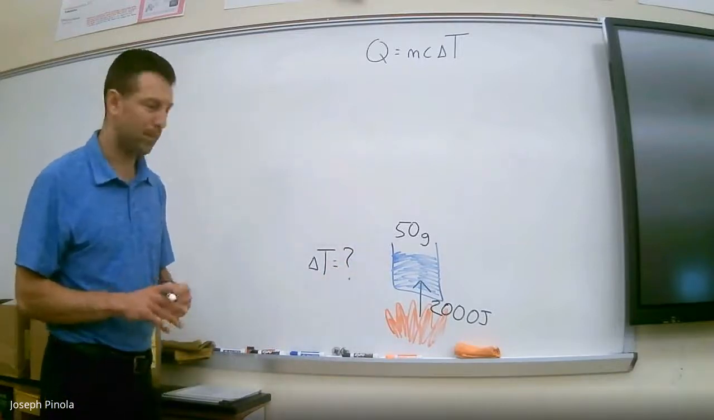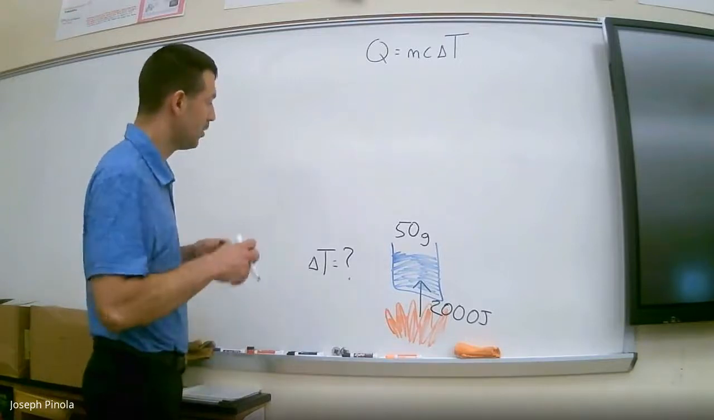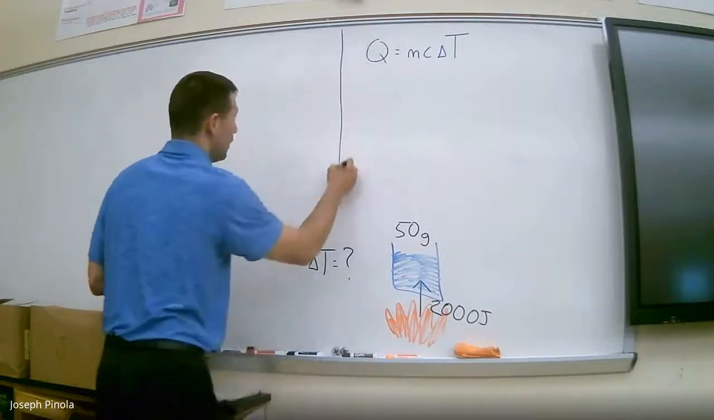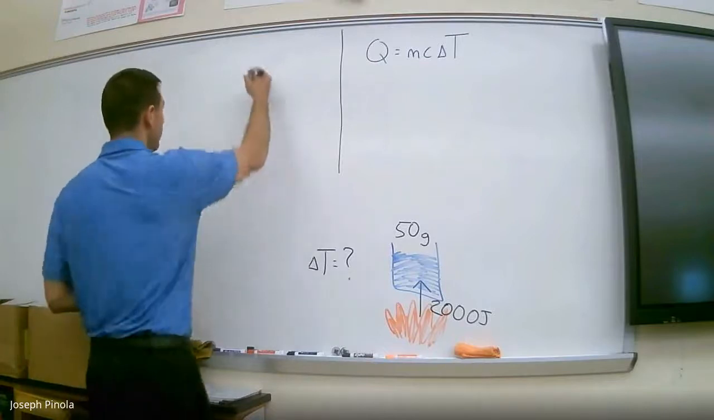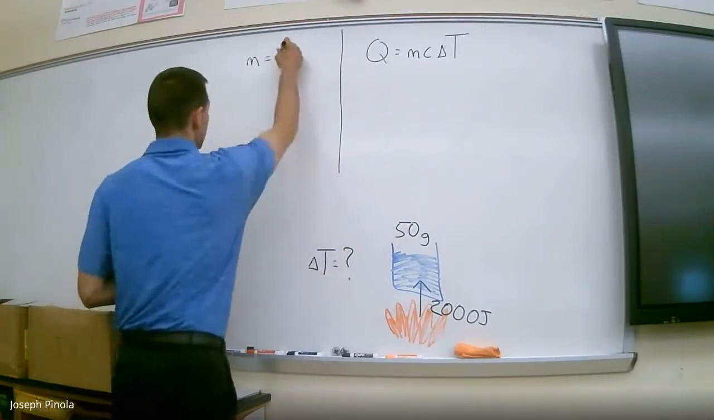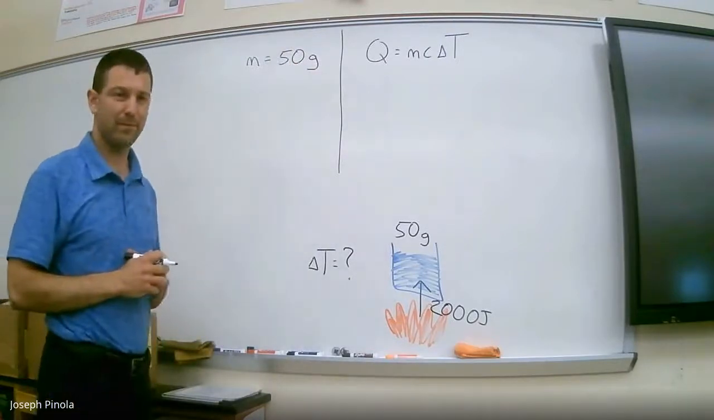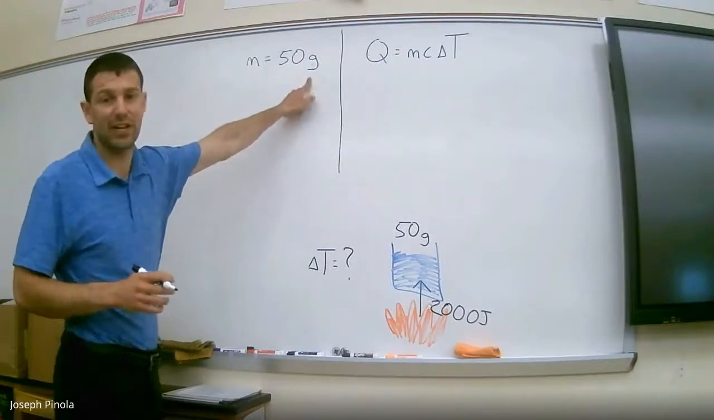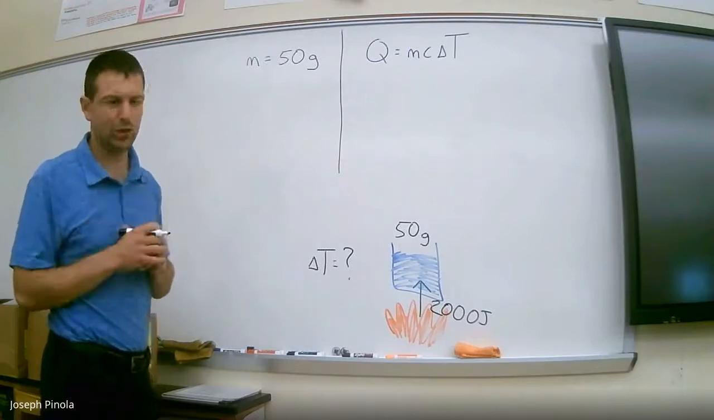Well, let's go to our board and do a calculation. We're going to, in step one of our calculation, collect our given information. First, we were told the mass of the water, which was 50 grams. So I'll write M equals 50 g. It might be weird to you that we're using grams and grams is not the SI unit, but in this case, we're okay using grams. I'll show you why in a second.